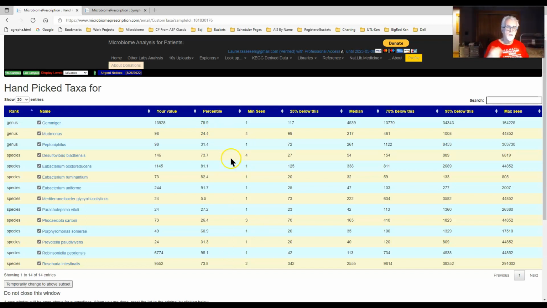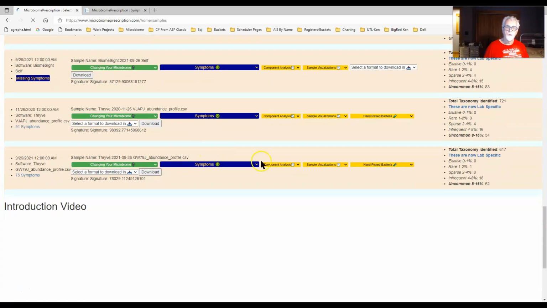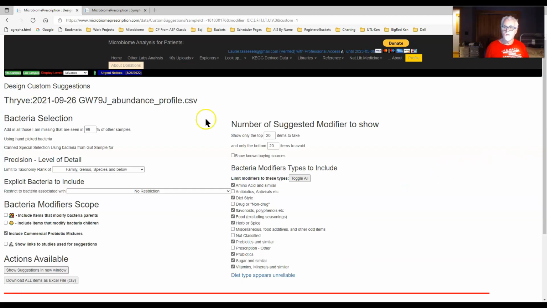Below 50%, it's too low. So here we have the bacteria in summary which we just selected. We go back to our samples, go to the bottom, and now we have handpicked bacteria here, and we can go and get suggestions. We're over here and we have the suggestions. We already have picked, we don't need to do anything more.